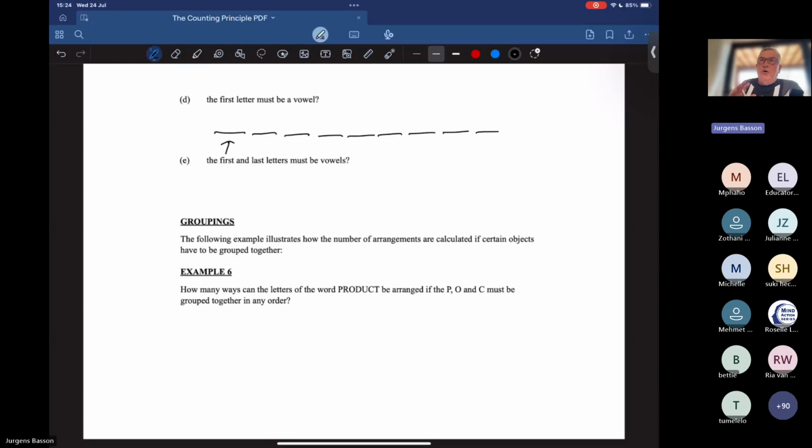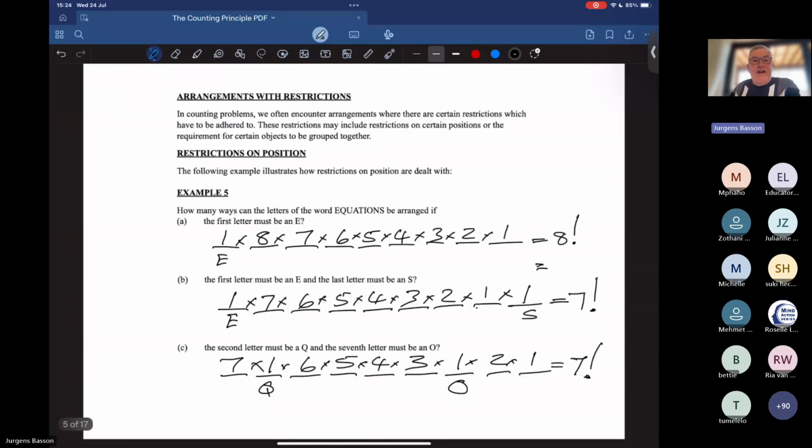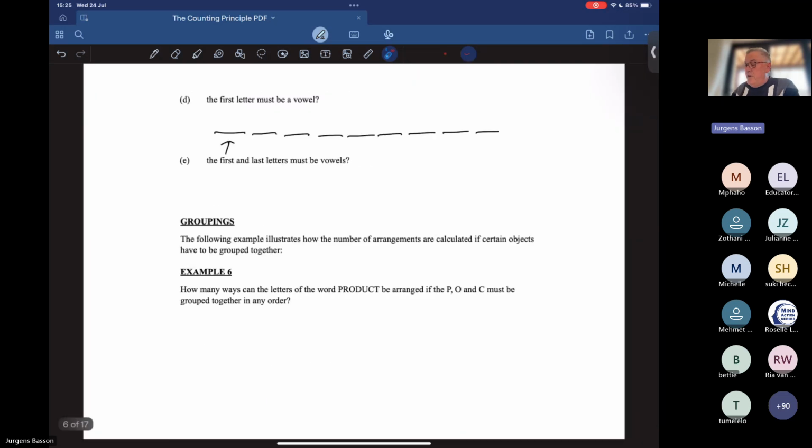Now, you all know that we have 5 vowels in the alphabet. Now, we can't just put 5 straight away because we need to check how many vowels in this word equations. How many vowels are there? And the interesting thing is, and that is why this word is also so nice, is all 5 of the vowels are there. The E, U, A, I, and O. So all 5 vowels are in this word. So I hope you agree with me. The first position is then 5.